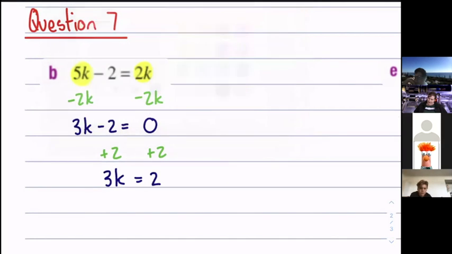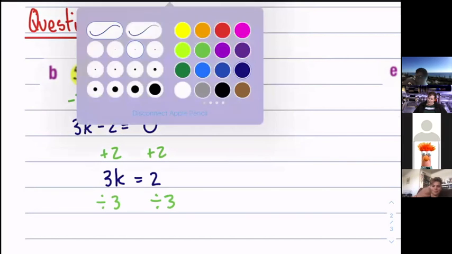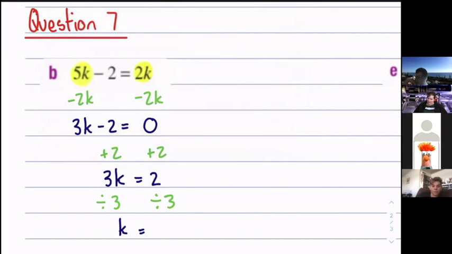Divide by 3, we get k equals 2/3. I'd rather you left it as a fraction instead of a decimal. If you did it on your calculator, press S to D.